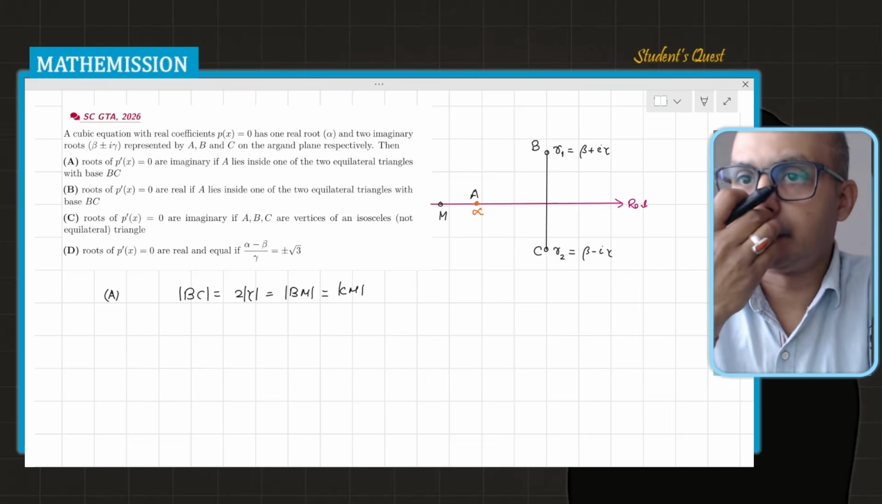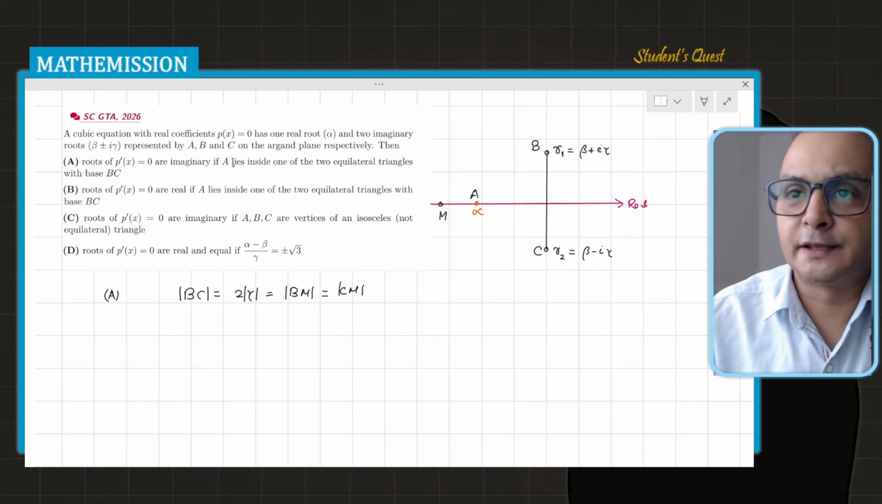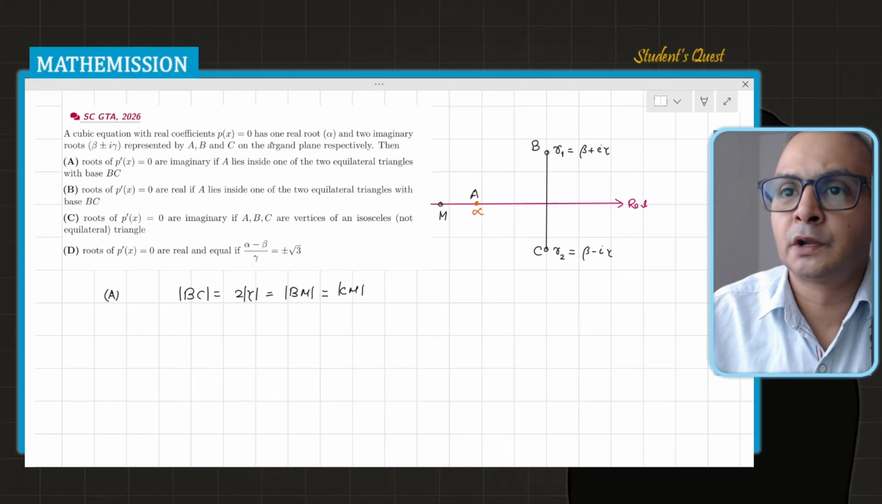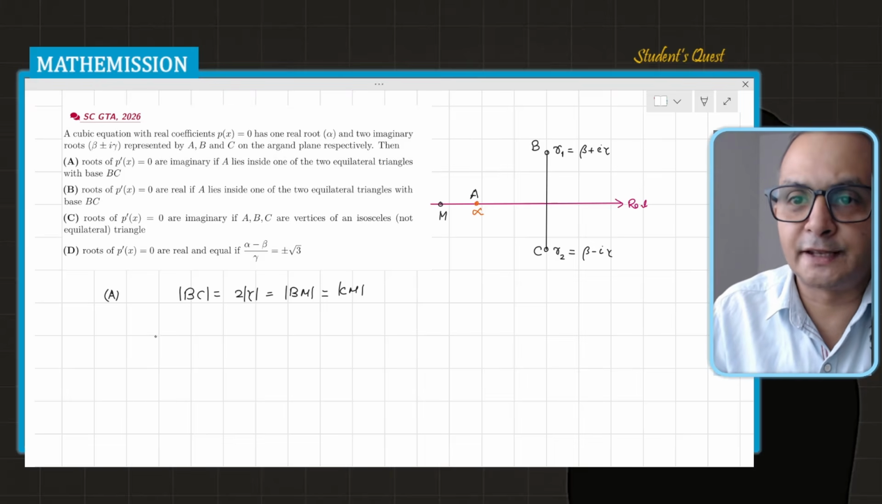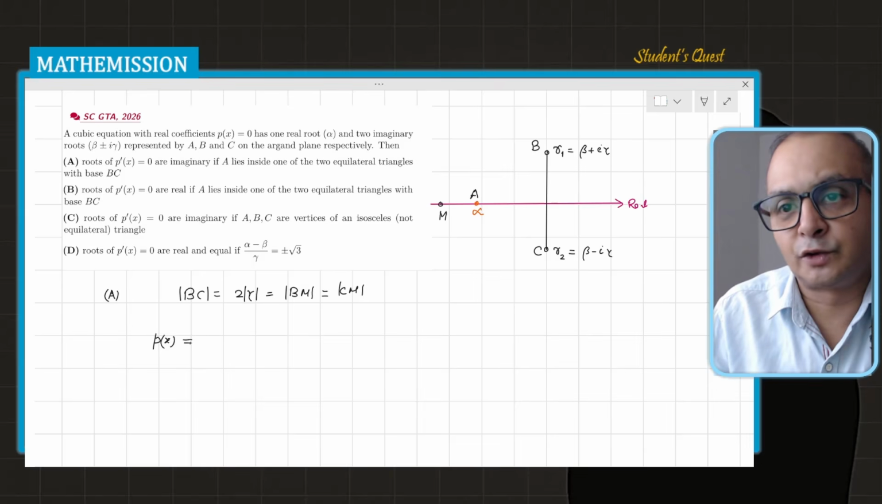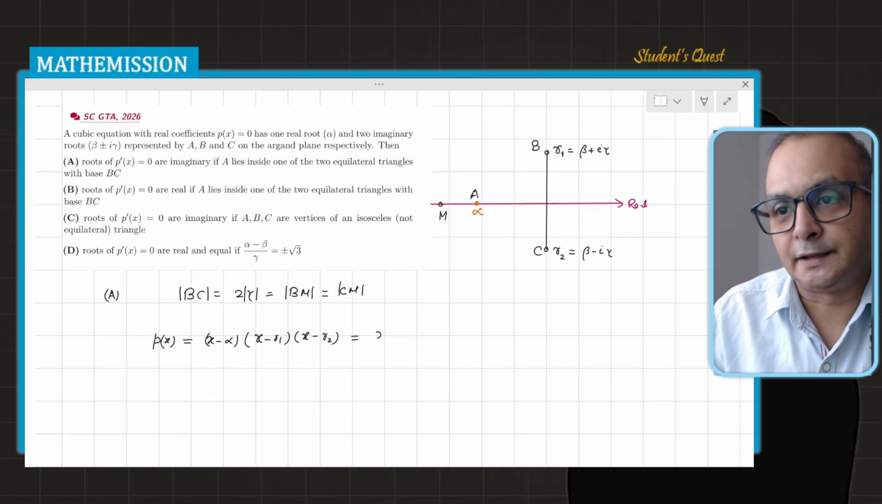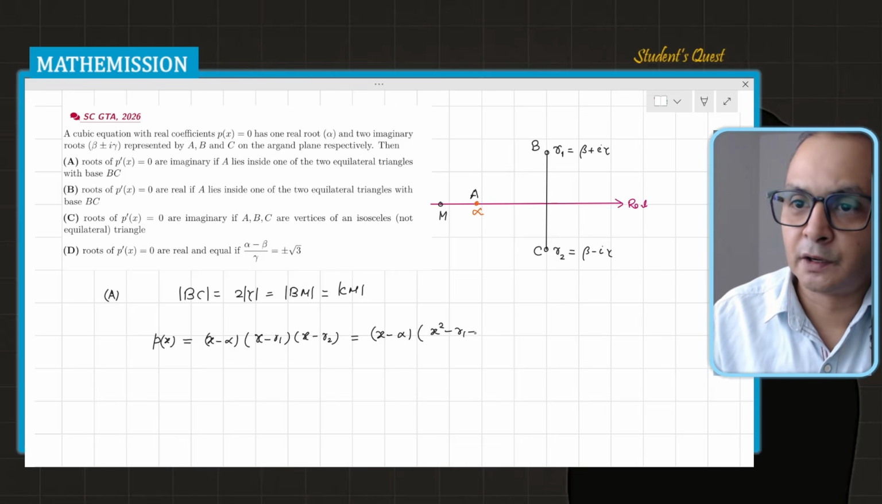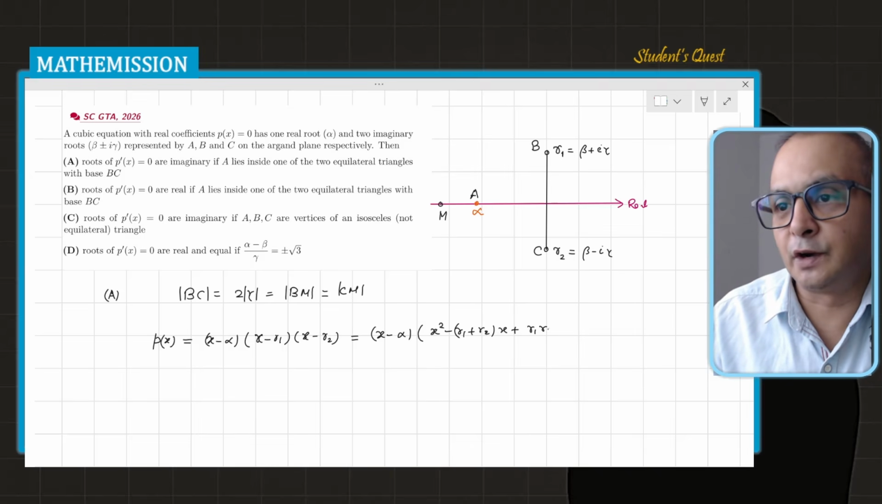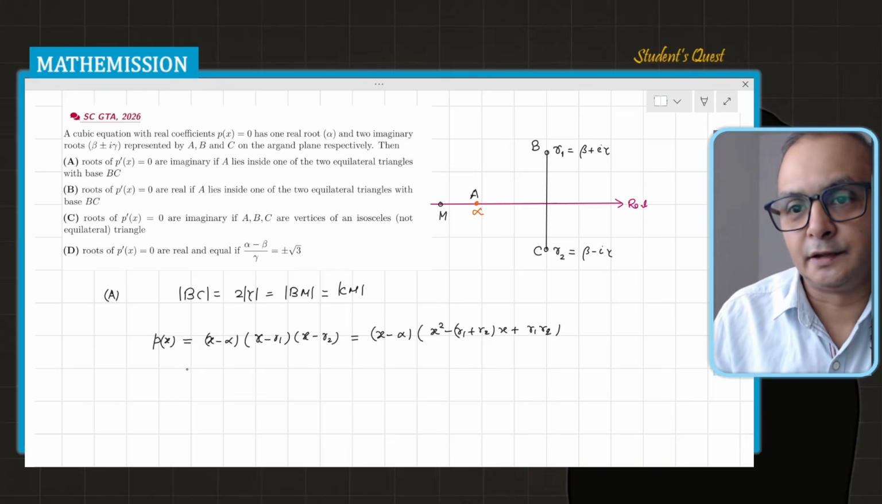All right, so let's say I have, they're saying that A lies on one of the two equilateral. So what we can do, let's say I have a p(x) which has 3 roots like this, x minus alpha, and the other 2 roots I have x minus r1 into x minus r2. I think I cracked it. x minus alpha, and this I can write x square minus (r1 plus r2) x plus r1 into r2.